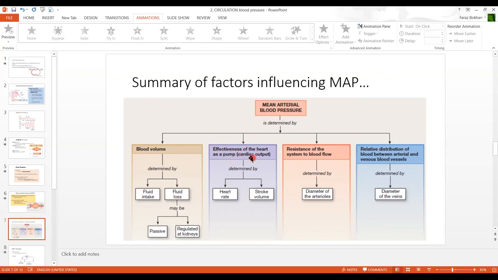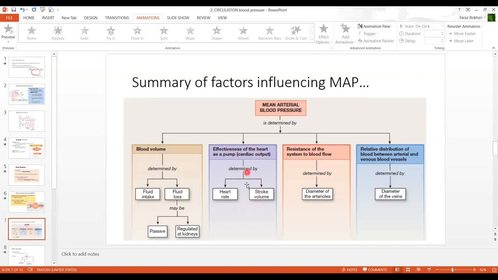Heart is another example. Heart pumping, cardiac output, is determined as we, cardiac output has a whole chapter later on in Guyton. So we'll be dissecting it later on. But just quickly, cardiac output is basically a product of heart rate into stroke volume. Heart rate multiplied by stroke volume is cardiac output.